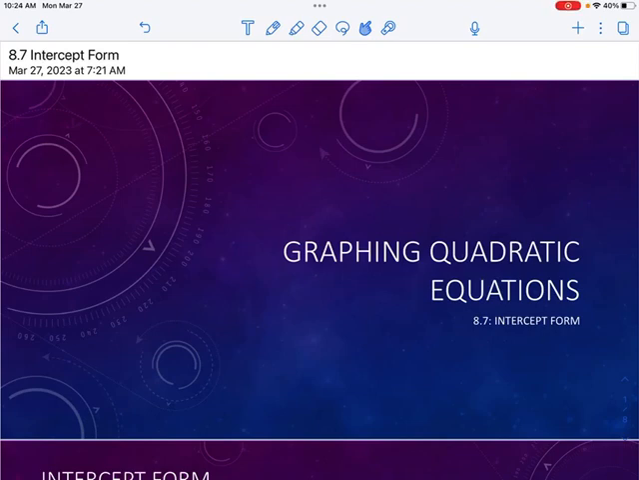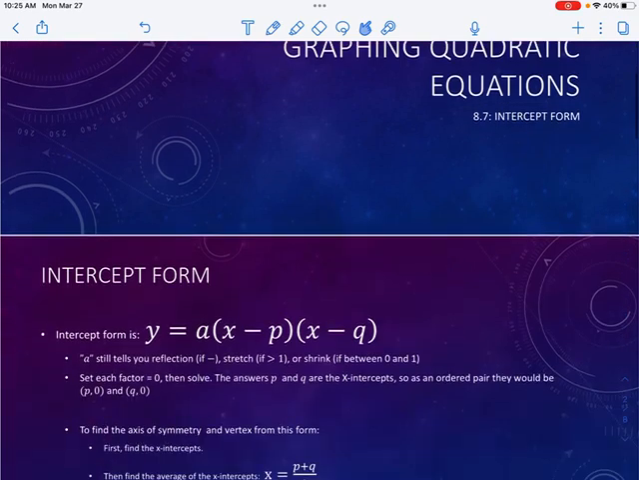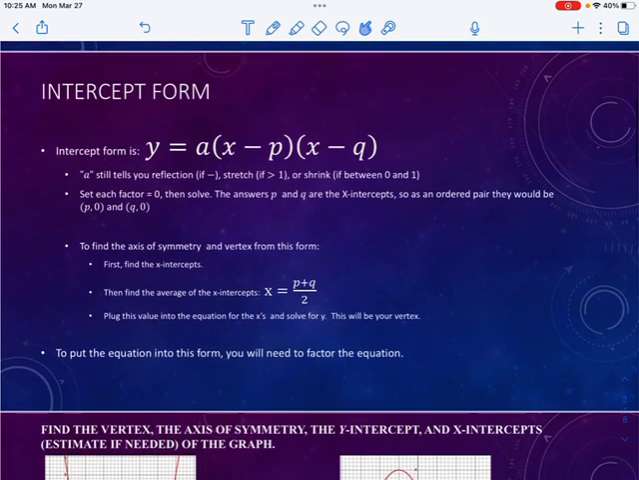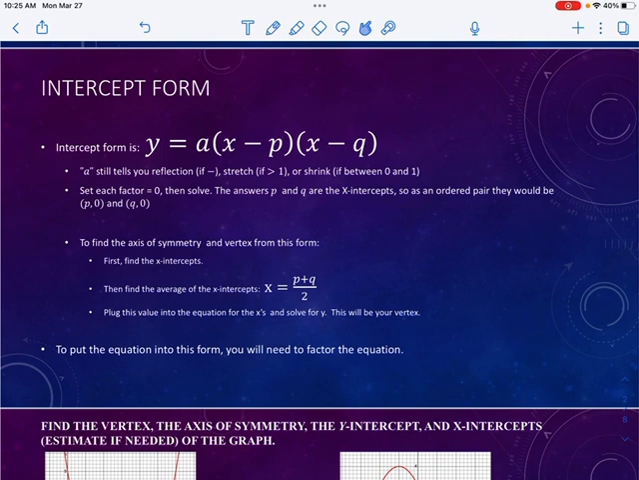All right, today we're going to continue graphing quadratic equations. We're now looking at something called intercept form. So at this point in the chapter, we have looked at vertex form, and we took a quiz and looked at standard form. And now we're going to do the third and final form for this chapter, which is called intercept form.